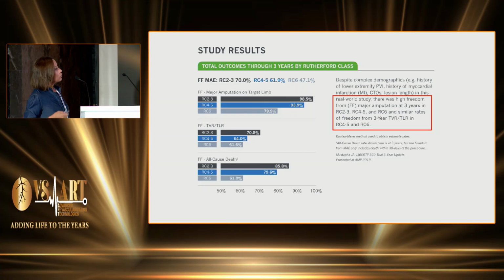The overall outcomes were actually good, with a high freedom from major amputation at 3 years for Rutherford 2 and 3 classification, 4 and 5, and also 6, which showed similar results, in particular in freedom from target lesion revascularization at 3 years.